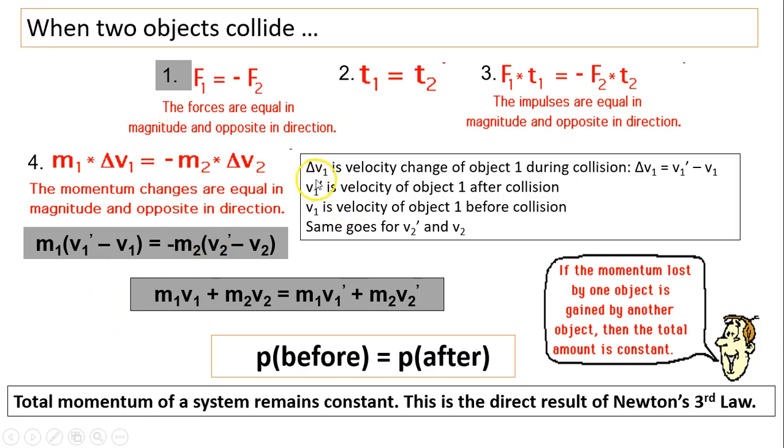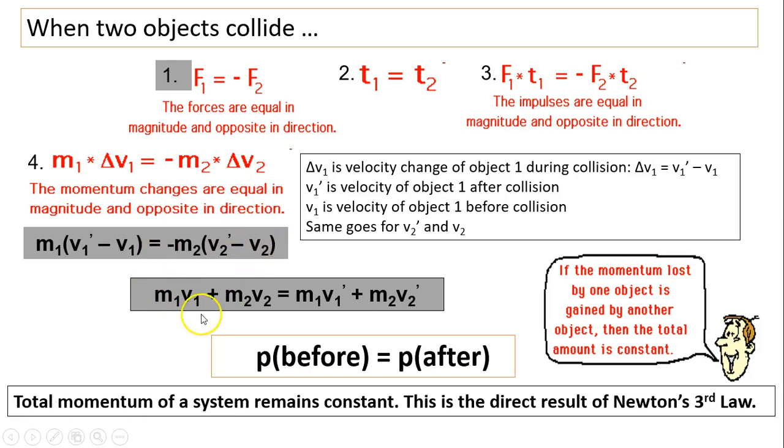In this equation, delta V1 is the velocity change of object 1 during collision. Change means final minus initial. V1 prime is the velocity of object 1 after collision, and V1 is the velocity of object 1 before collision. So delta V1 equals V1 prime minus V1. Same thing goes for delta V2: delta V2 equals V2 prime minus V2.